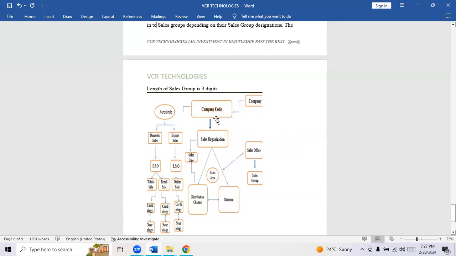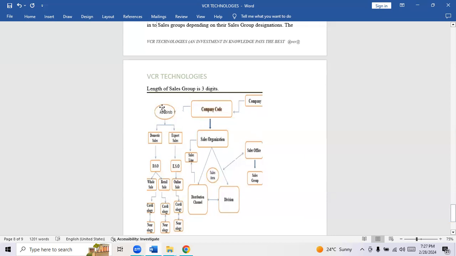One more thing we have to observe here. The combination of sales organization, distribution channel, and division is called sales area. Sales office comes under the sales area. Sales group comes under the sales office. And the combination of the sales organization and distribution channel, we will call sales line. This is the entire structure of the enterprise structure. Now I have cleared it very well.